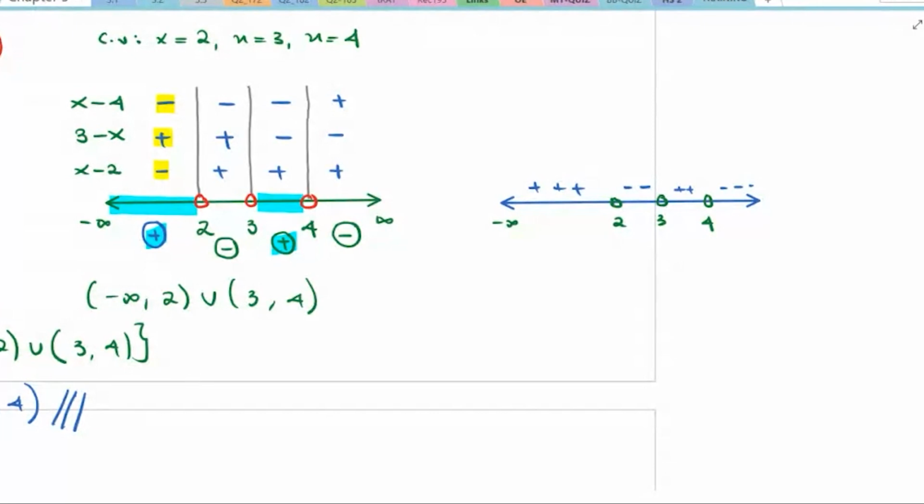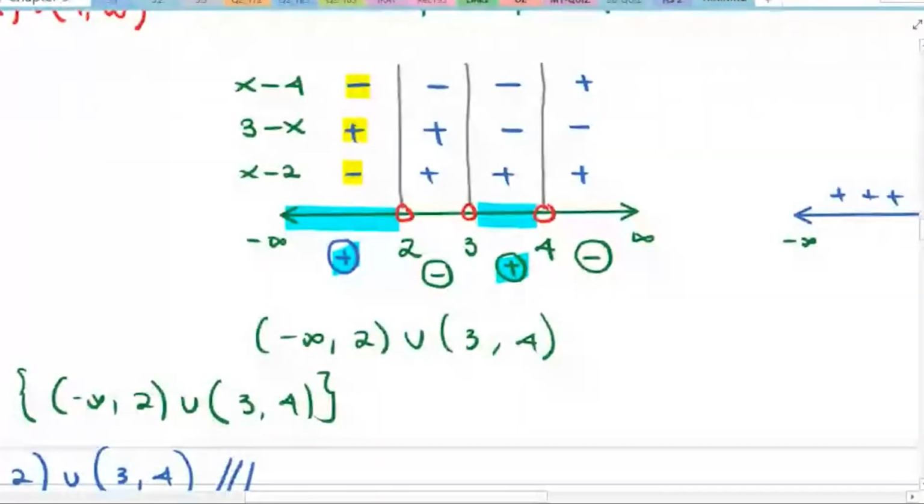Maybe learning this one now may not be a good idea for you because of the time, but I can explain to you how we get it. You are supposed to pick a number inside this interval, and then use that number to test. For example, I can take x to be equal to 0 here. When I substitute 0, 0 minus 2 gives minus 2, so that is why you get minus. If you substitute 0 here, 3 minus 0 is 3, that is positive. And if you substitute here, 0 minus 4 is minus 4. That is how you get negative, and that is how to get the sign.